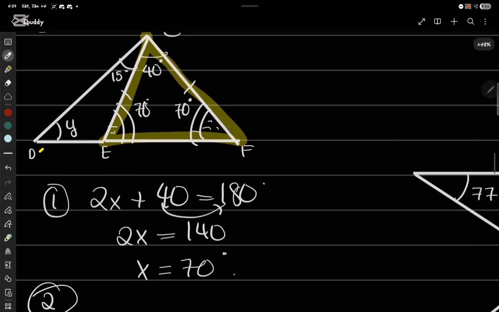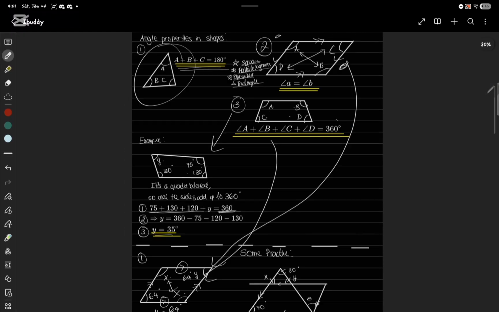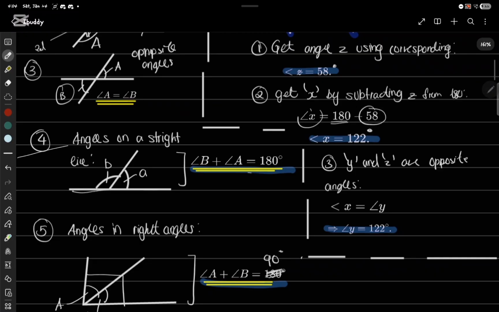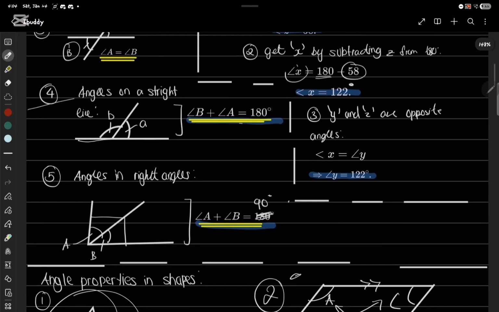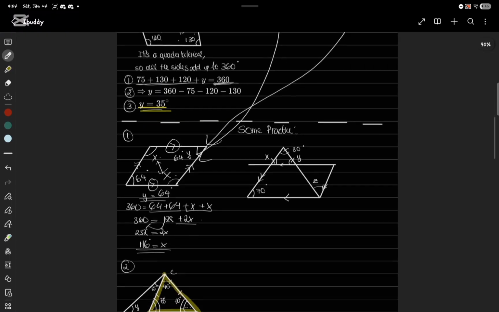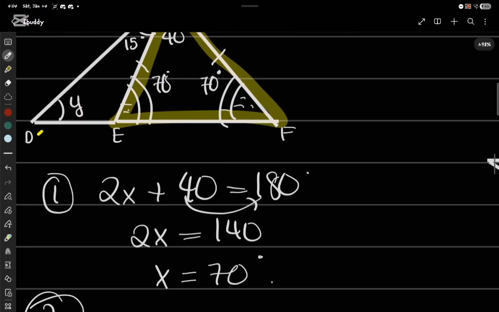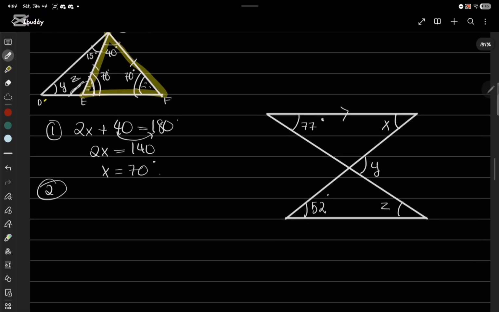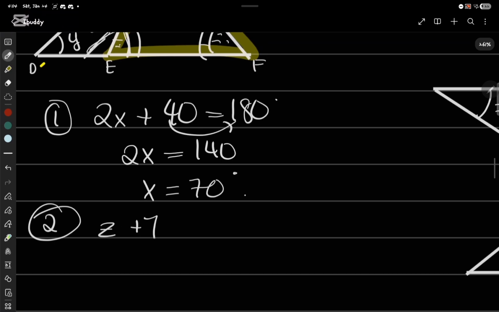Okay, so when we move back to the rule I said earlier, rule number 4 here, the rule states that all angles on a straight line add up to 180. Which means that this angle, we call this angle Z, and this angle and 70 add up to 180. So we can set up another equation: Z plus 70 equals 180. Z would be 110.